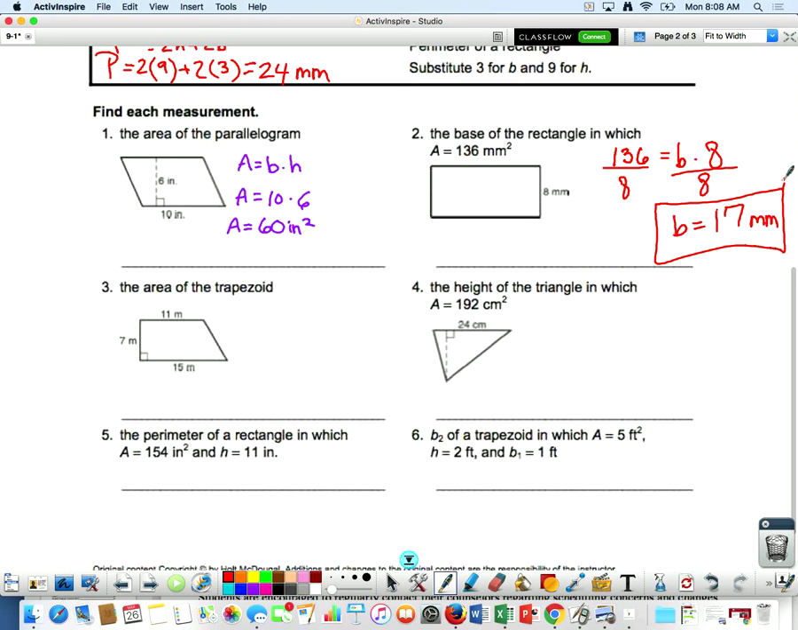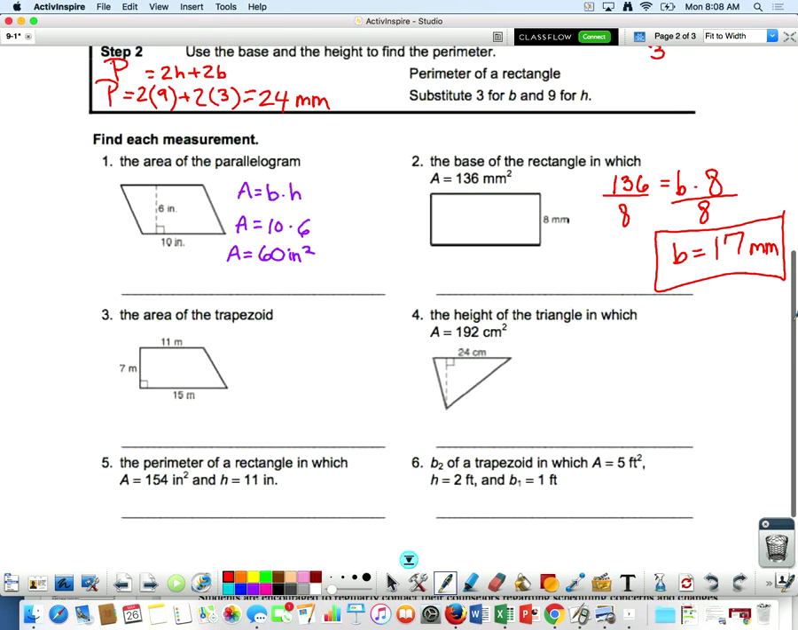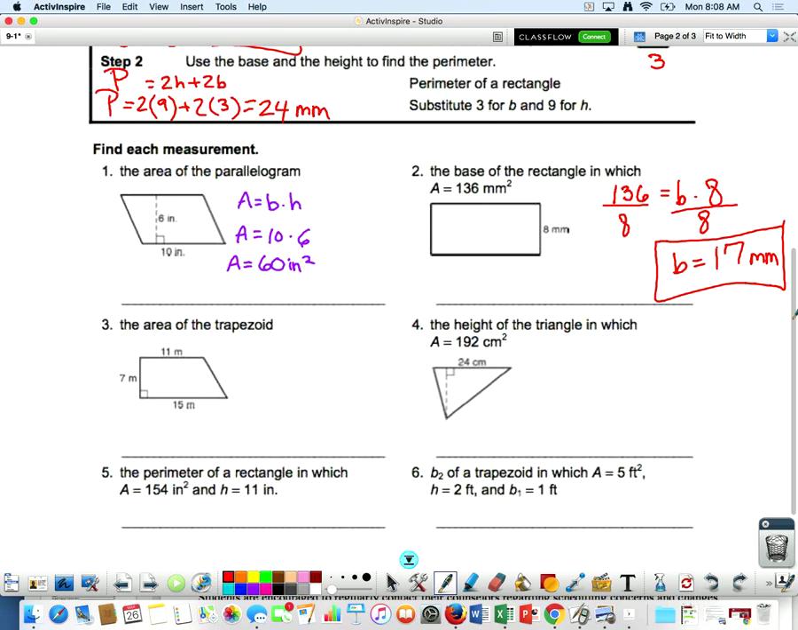Are we looking at a triangle? This one's a rectangle. I don't quite understand your question, because we're not looking at a triangle yet. For number 2, area equals base times height. We comfortable with that? Yeah?